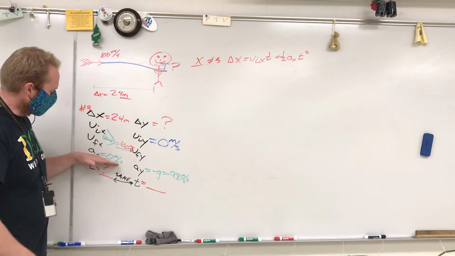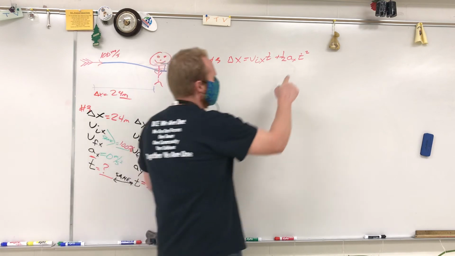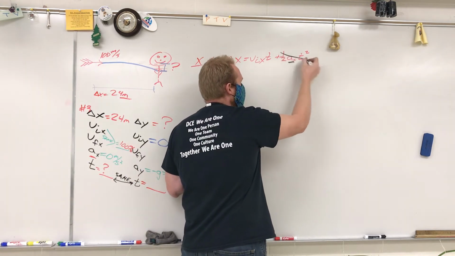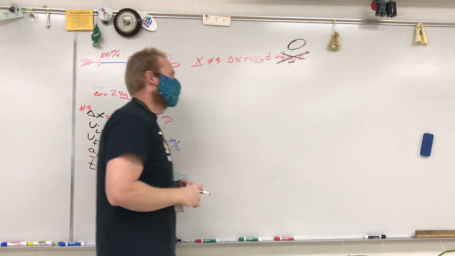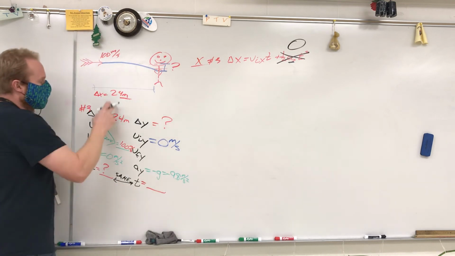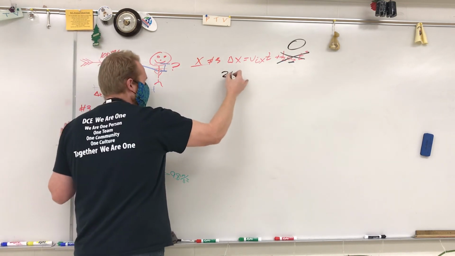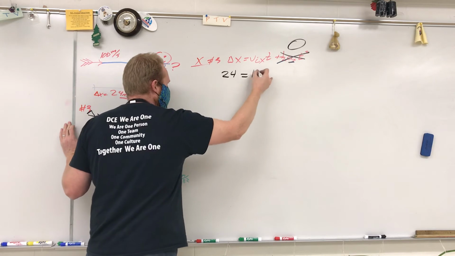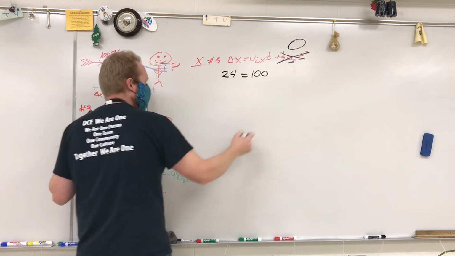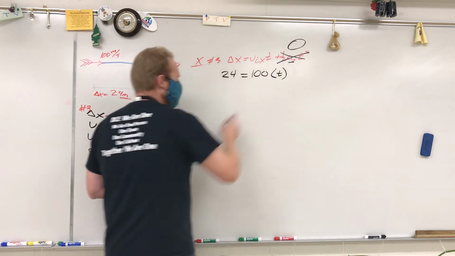So we can say, hey, look, my acceleration in the x direction is 0. Because this value right here is 0, that whole back term cancels out. And now we can plug in numbers. My delta x is 24. My initial velocity in the x direction was 100, and I can solve for t.